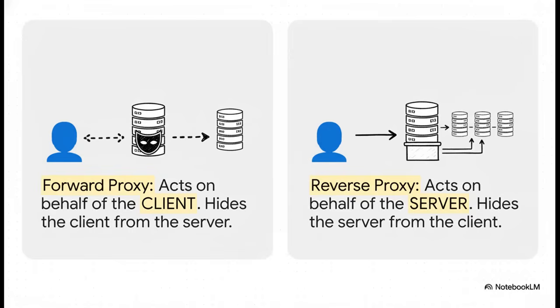A lot of the time, the first gatekeepers are proxies. These are servers that basically act as middlemen. And the key thing to know is who they work for. A forward proxy? That one works for you, the client, and often hides your identity from the server.